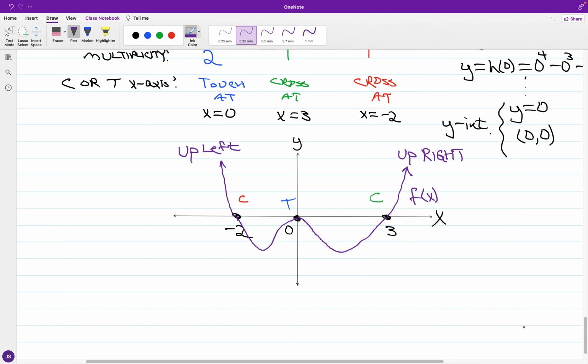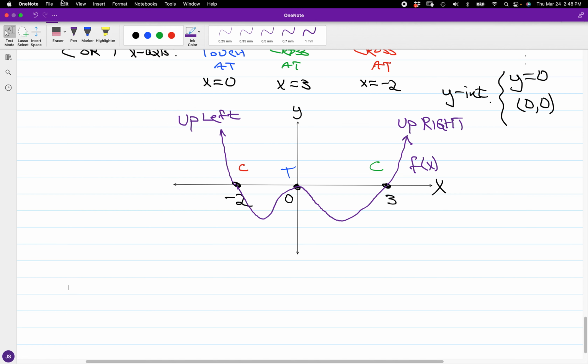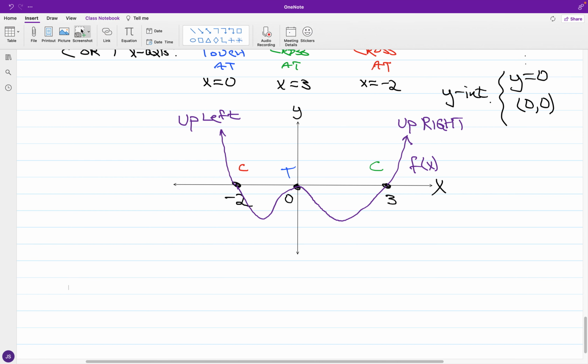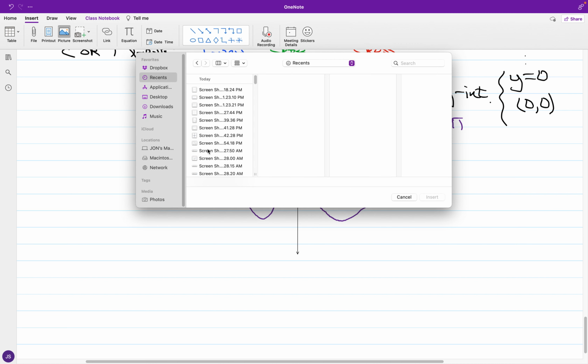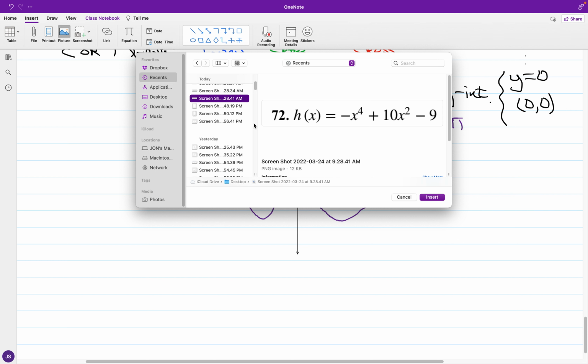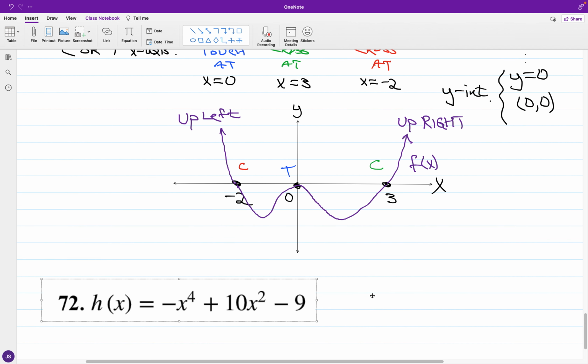All right, and so far for these cases, the y-intercept has been the origin. But for what we have in number 72, that particular streak will come to an end. And so we have for number 72 a little different one in the sense that we have a negative leading term in the mix.